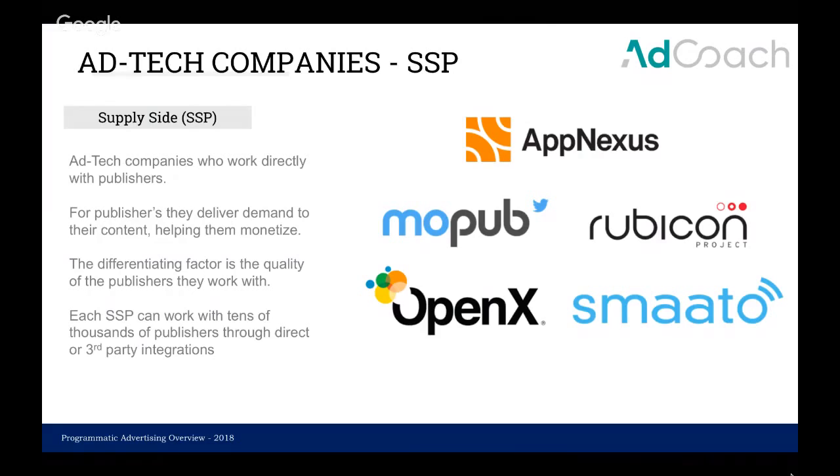Anyone with an online presence who creates content could also be a game. Games would count as a publisher. What an SSP will do is work with hundreds or thousands of these individual publishers, apps, websites, what have you, and offer them the ability to put their ad inventory onto what's called the open exchange.